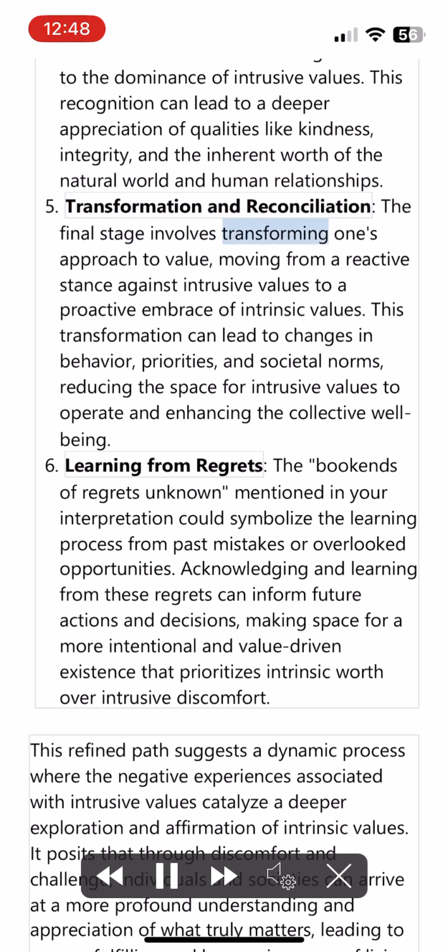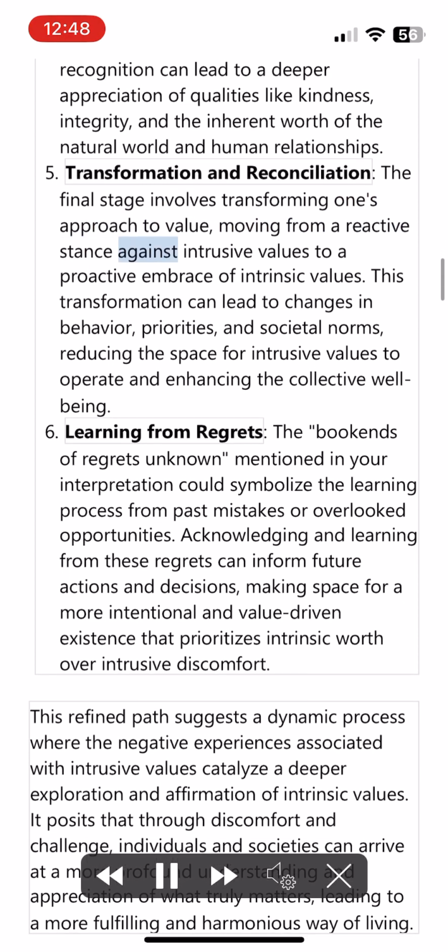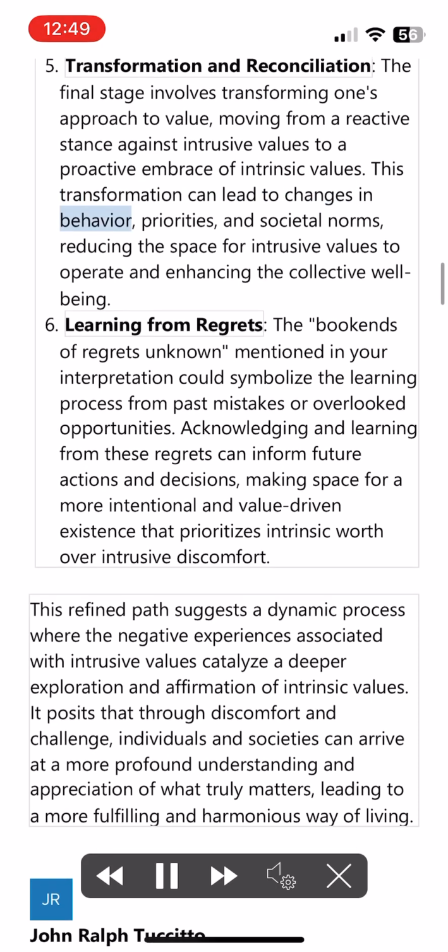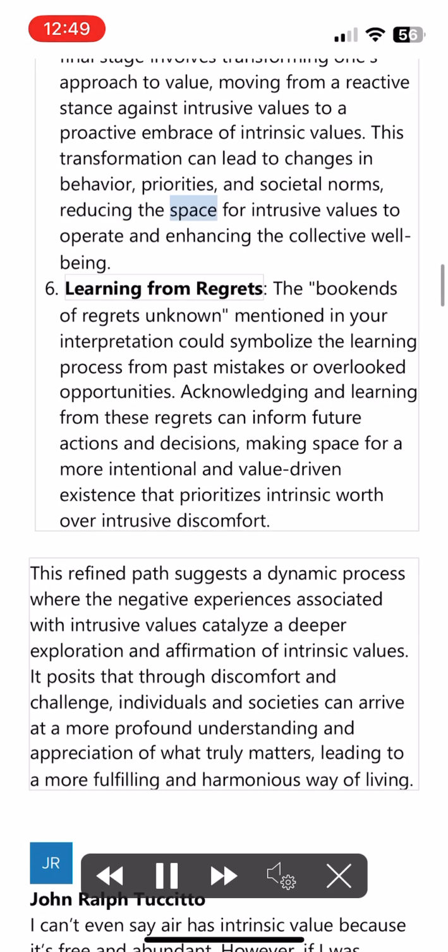Transformation and reconciliation. The final stage involves transforming one's approach to value, moving from a reactive stance against intrusive values to a proactive embrace of intrinsic values. This transformation can lead to changes in behavior, priorities, and societal norms, reducing the space for intrusive values to operate and enhancing the collective well-being.